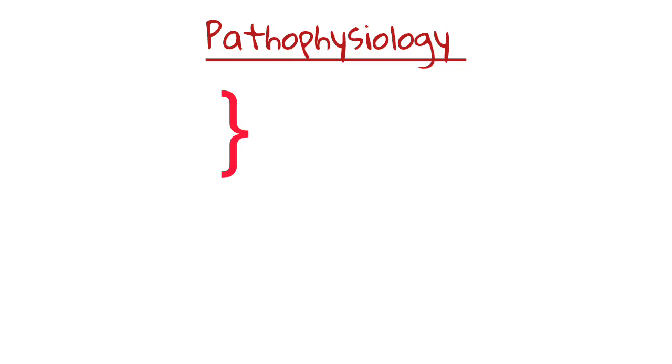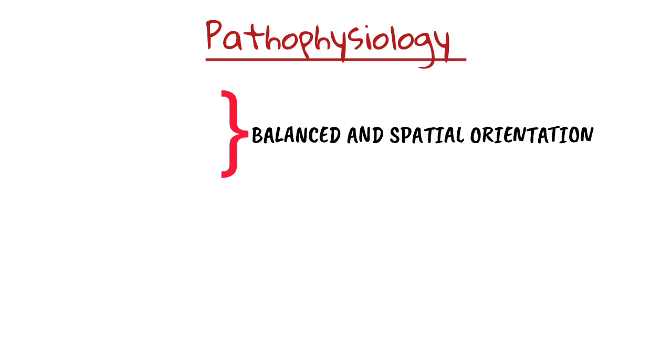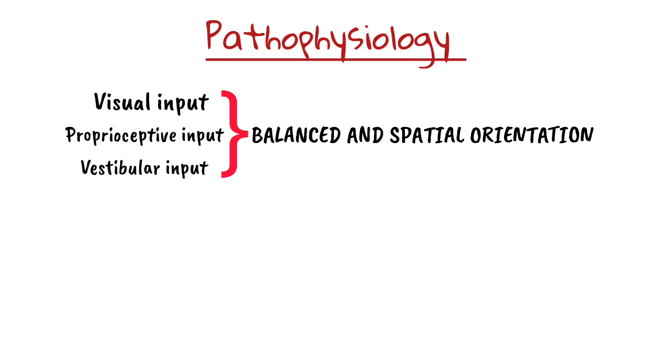Balance and spatial orientation are maintained through the integration of three major sensory systems: the visual inputs, the proprioceptive inputs, and the vestibular inputs. The visual inputs from the eyes help to detect position and movement in relation to the environment, while the proprioceptive inputs from the muscles and the joints help to provide information about the body's position, while the vestibular inputs from the inner ear detect motion, equilibrium, and spatial orientation.